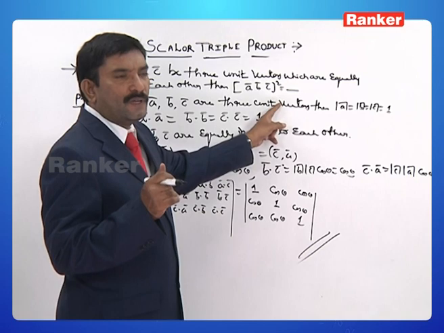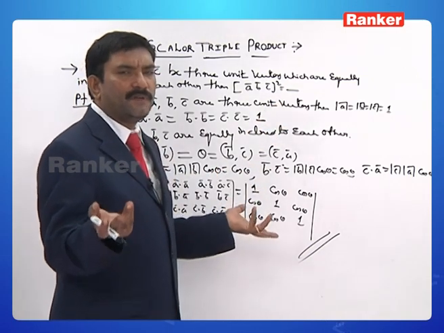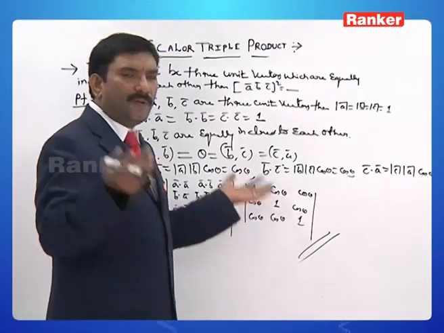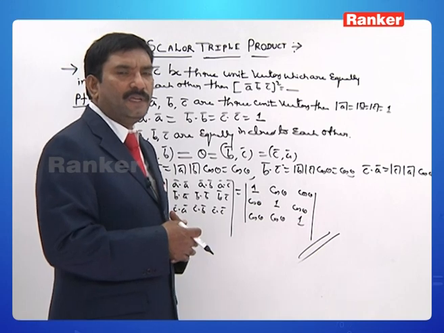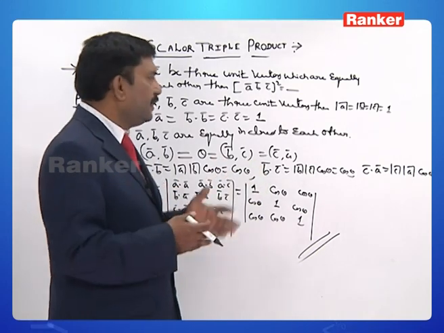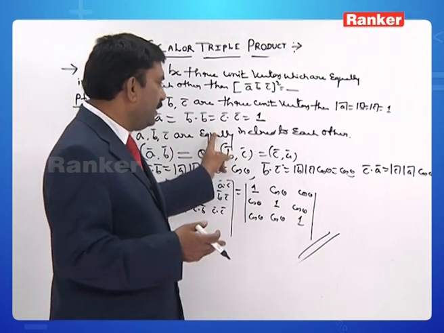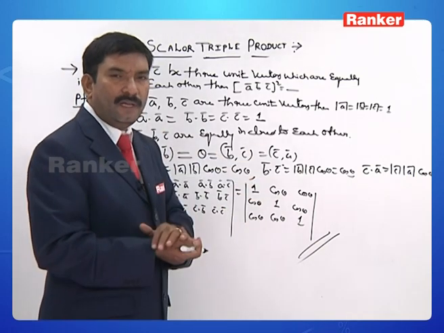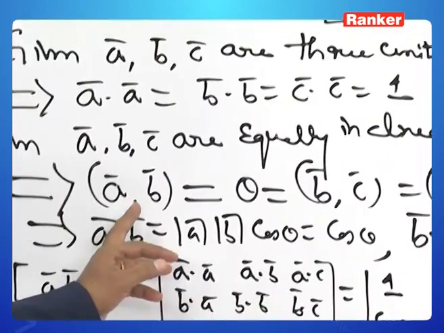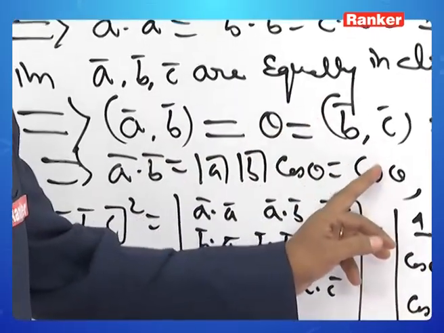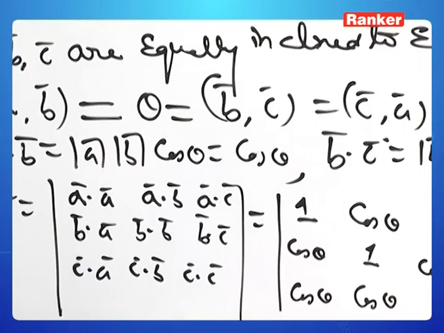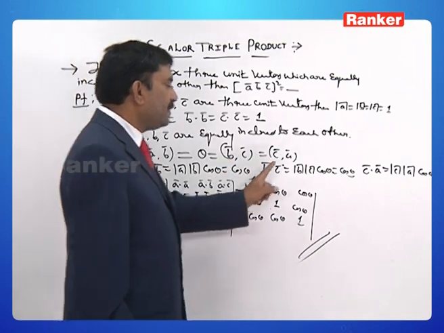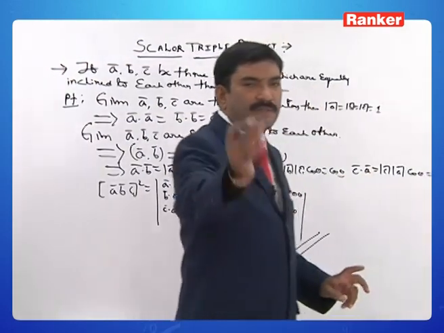If they give three lines, take them as vectors. First line L1 is A bar, L2 is B bar, L3 is C bar. For generality and easiness, take them as unit vectors. Then A dot A, B dot B, C dot C is equal to 1. Given A bar, B bar, C bar are equally inclined to each other, the angle between A bar, B bar is theta, B bar, C bar is theta, C bar, A bar is theta. So now A dot B is equal to cos theta, B dot C is equal to cos theta, C dot A is equal to cos theta, because they are unit vectors.